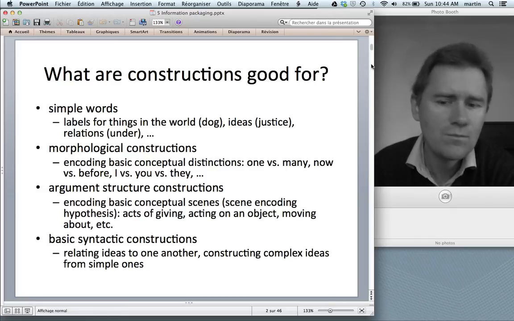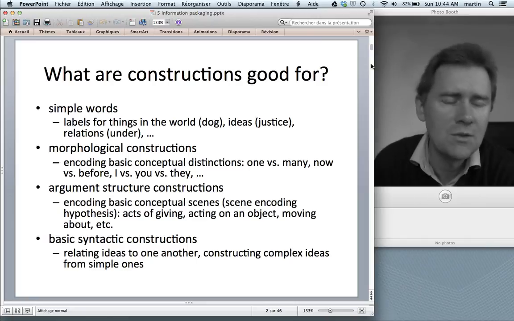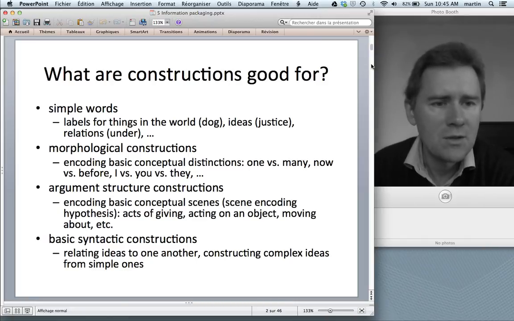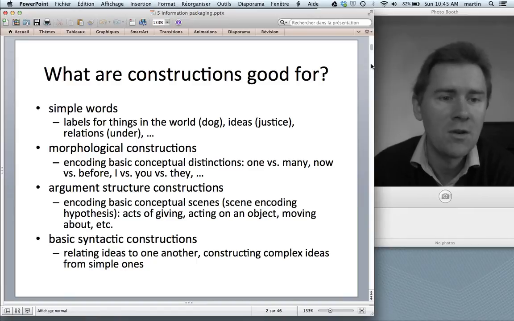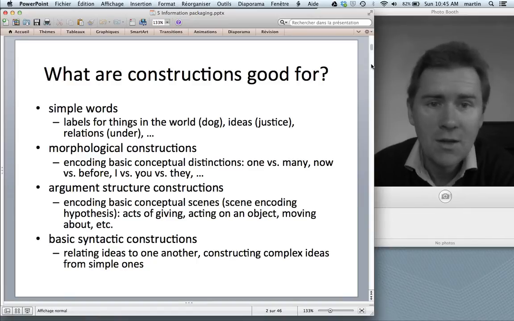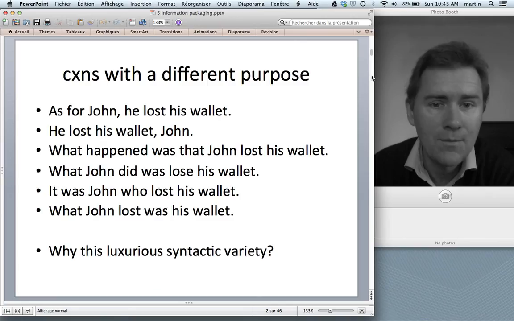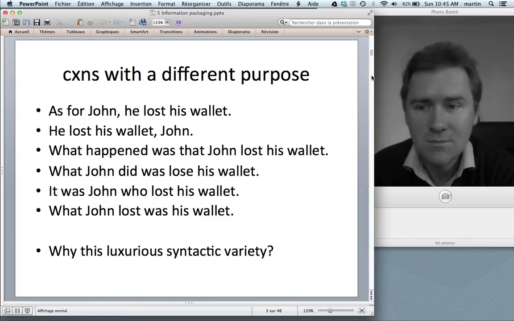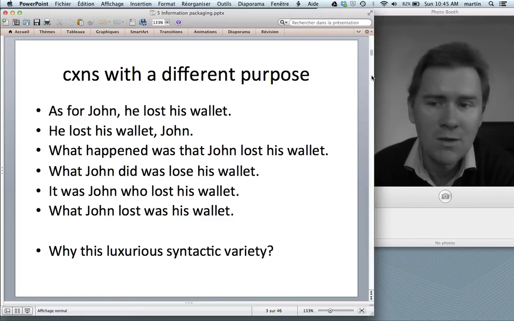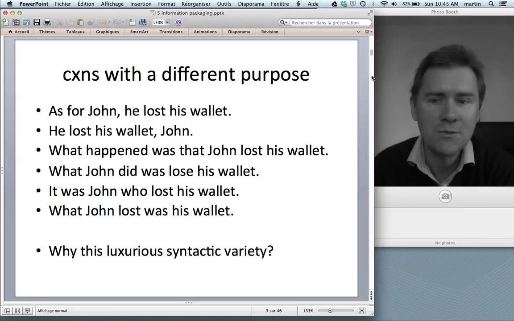Now, this gives you a nice little inventory of things that constructions are good for, but I would argue that we're missing one important function of constructions, and that function I will talk about in this video. There are constructions that seem to serve a different purpose, and I've brought a couple of examples here. As for John, he lost his wallet. He lost his wallet, John.